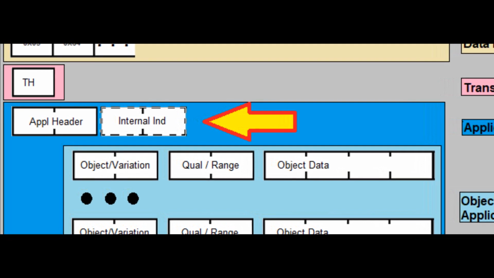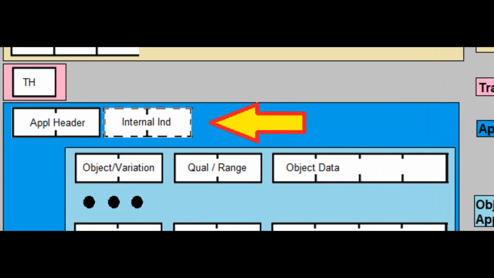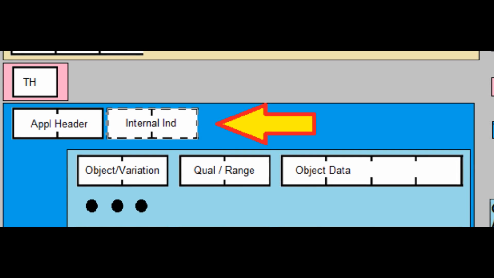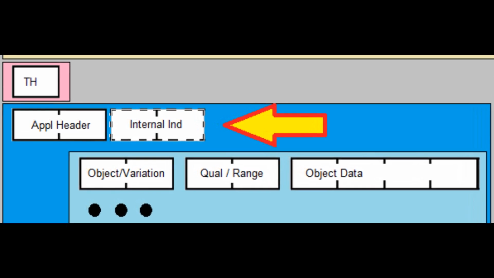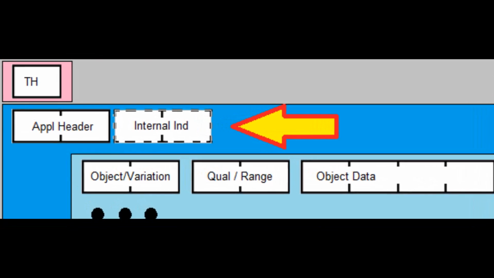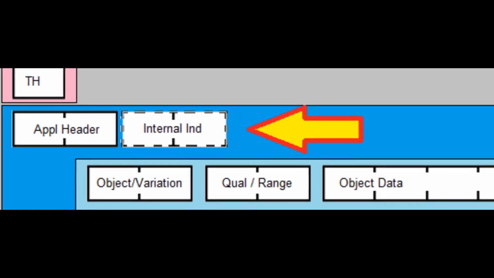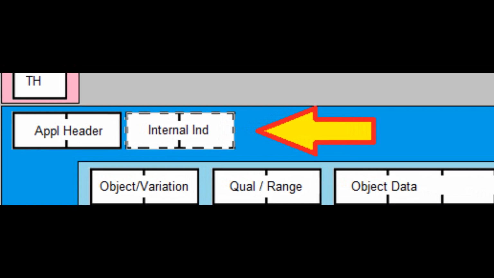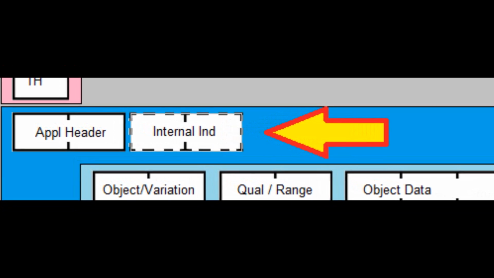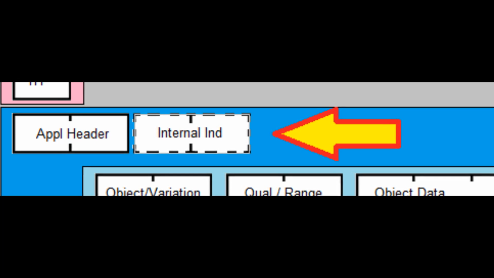Application data consists of an application header and a set of objects. The application header contains general information about the application message, including a function code describing why the message is being sent, and, for messages from an outstation only, a set of internal indication flags that contain outstation status information. This lesson covers the application header, including internal indications.